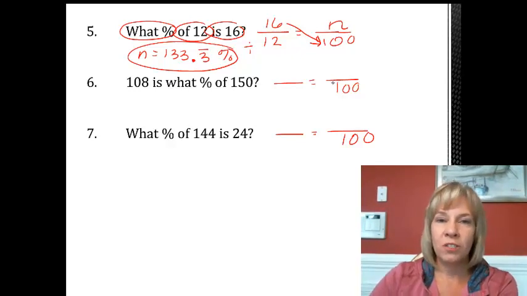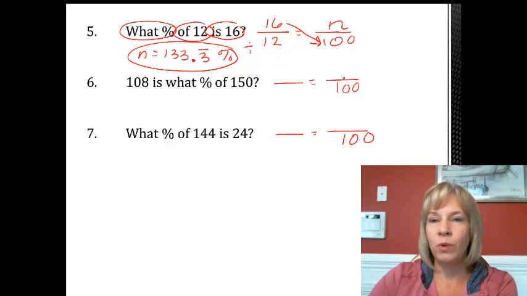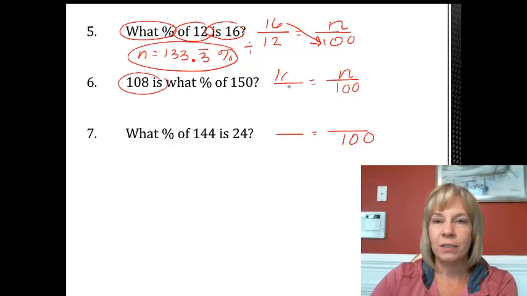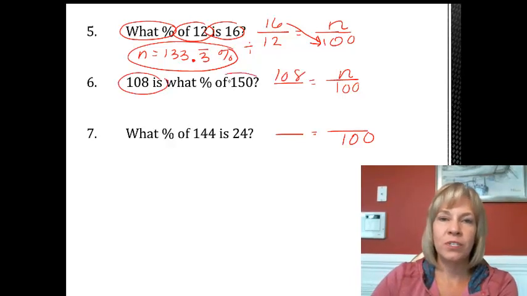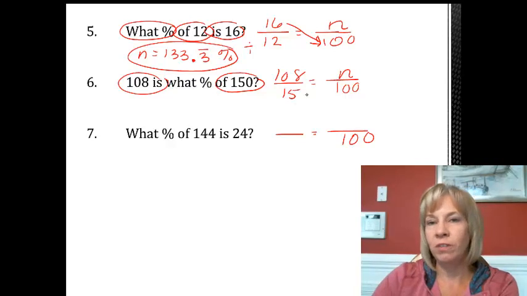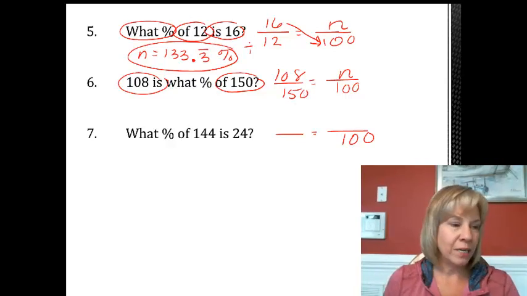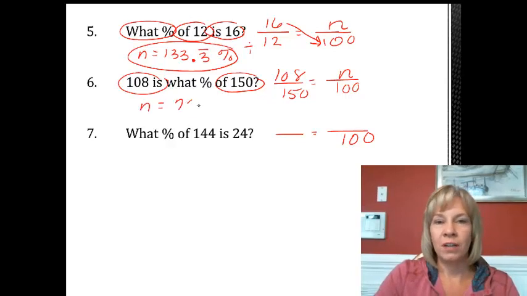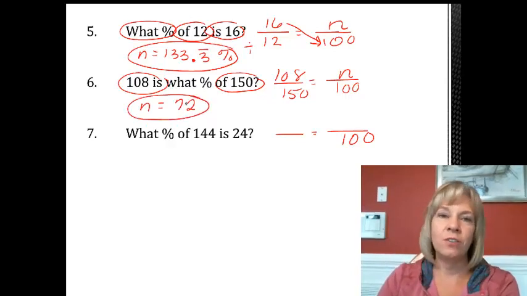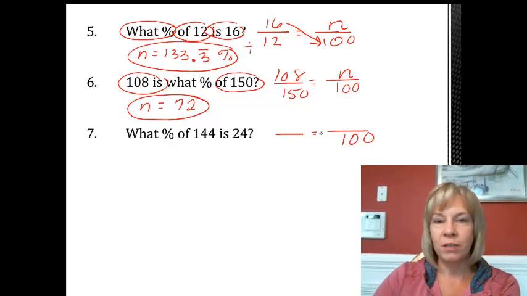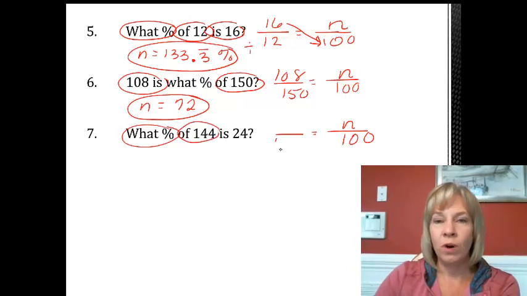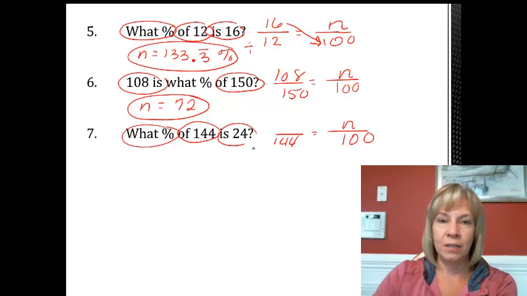All right, number 6 was similar to number 5. We don't know the percent. We have 108 is what percent of 150? So we set it up like this, and once you multiply it out, you should have gotten 72 for your answer. And then number 7, what percent again? So N in the percent place of 144 is 24.